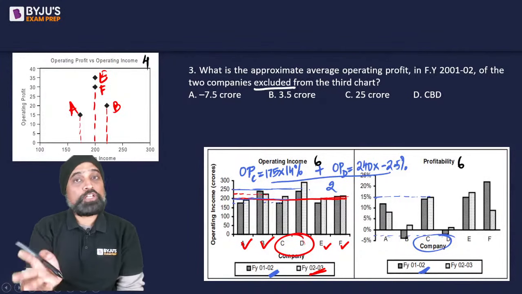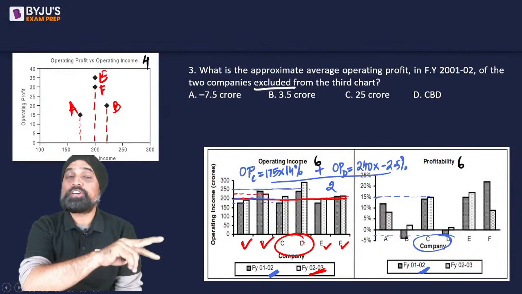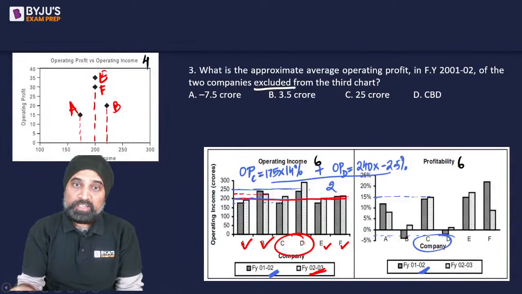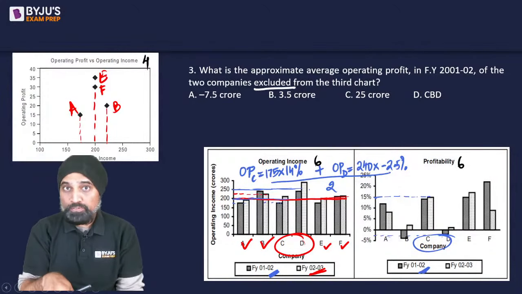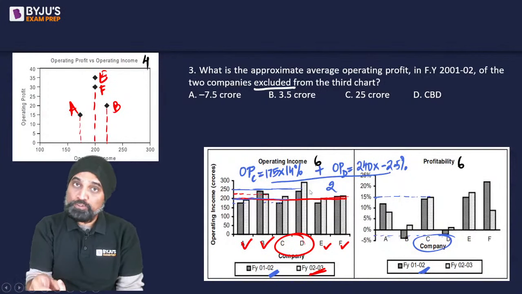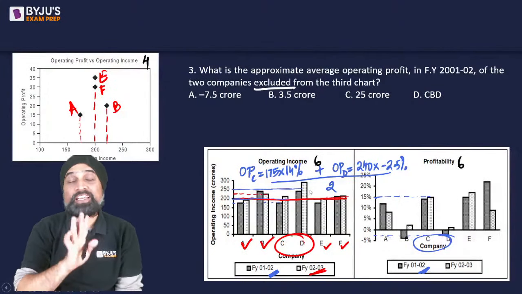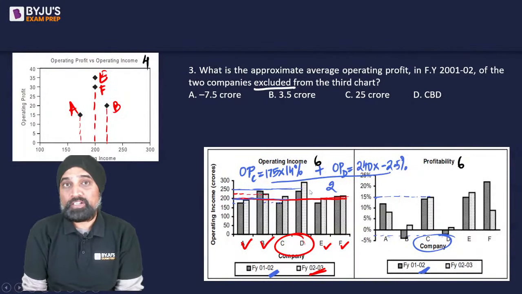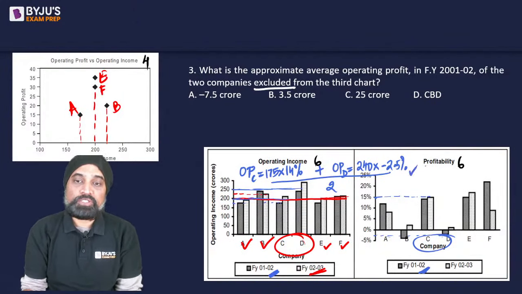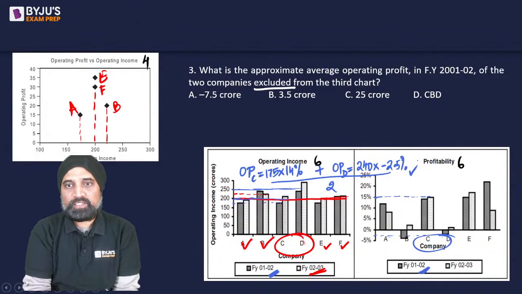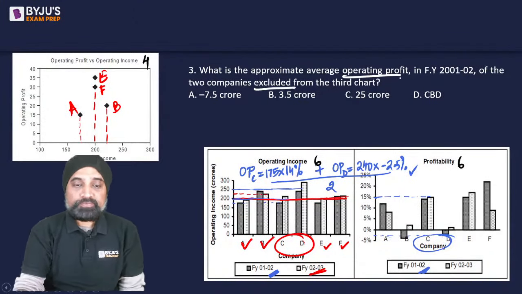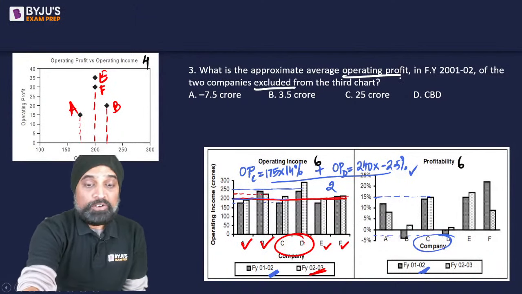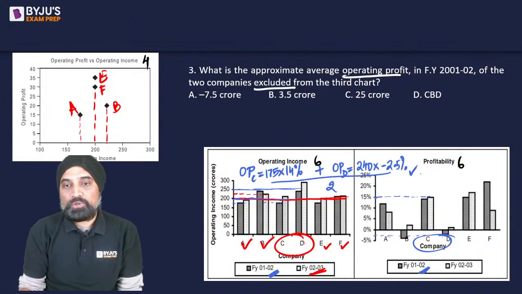Once we figured out which four companies are plotted there, we figured out which two companies are not plotted. Then we take those two companies and we don't need 2002, 2003 for them. Now we need to shift to 2001, 2002, and we need operating profit because operating income and profitability is given. We will be using the same formula as the last one because the question asks us to find the operating profit. So the answer may not be very accurate, but we need to find the closest one.